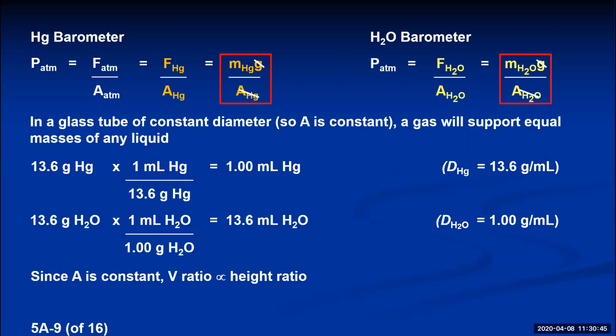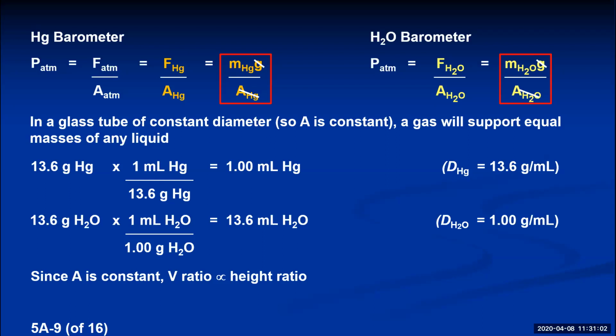And because the area of the tube is going to be constant, because we use the same tube for both water and mercury, that means the volume being held up in each of those columns is only going to be proportional to the height.